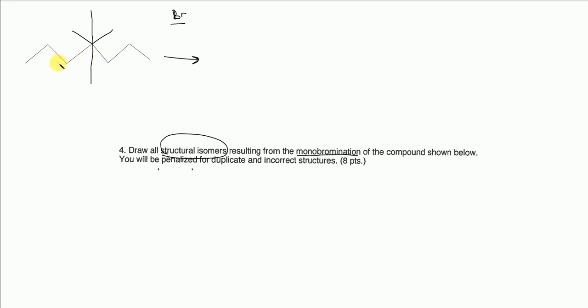So that means this side of the molecule is exactly the same as this side of the molecule. So anything that's going to be done on this side is going to be the same thing if I do it again on this side. So I'll be repeating myself if I did it on the other side. Okay, so that's what that means.